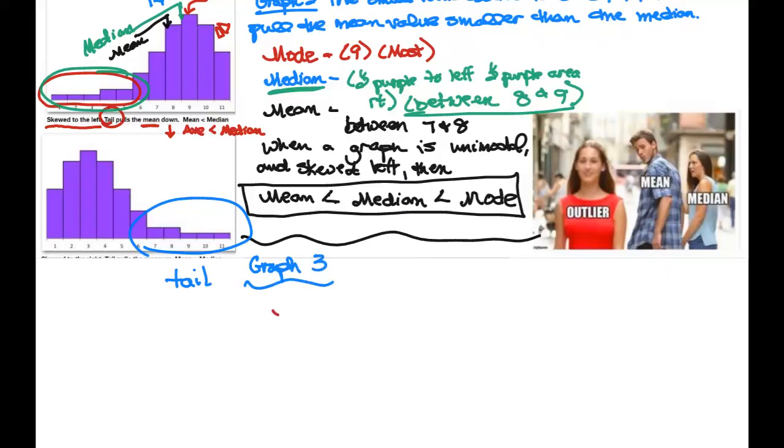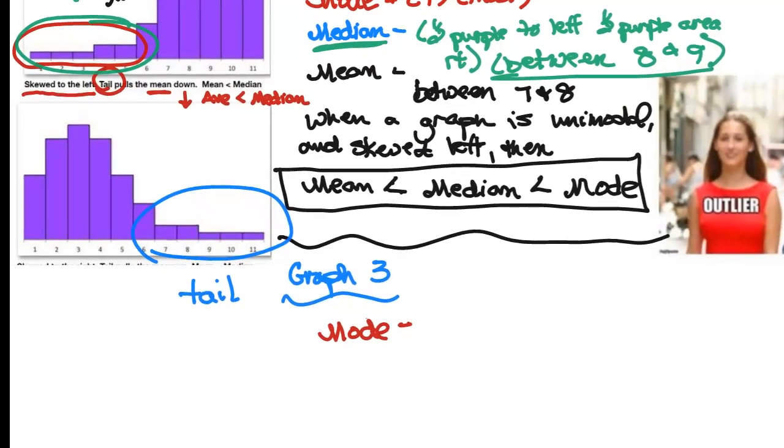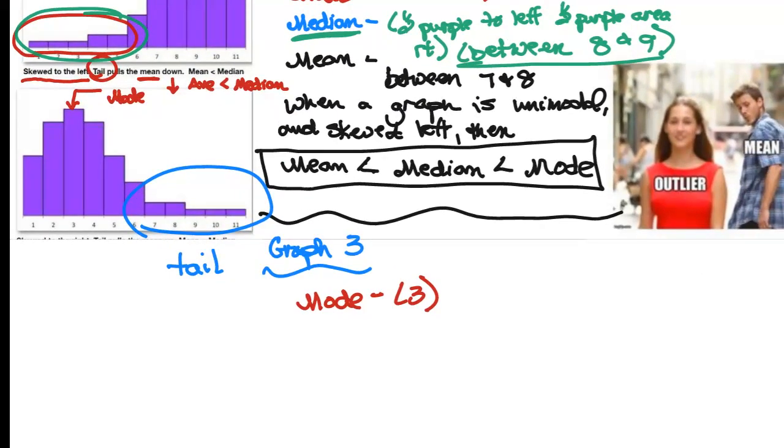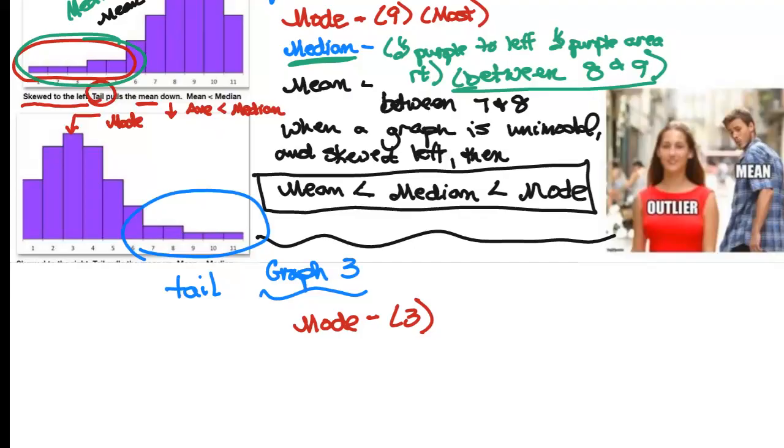Talk to me about the mode. What's my mode here, Miss Cameron? What's the mode for graph number 3 here? The mode is the one that occurs the most. 3, yes. So my mode is right here. If I can write mode. Mode is 3.